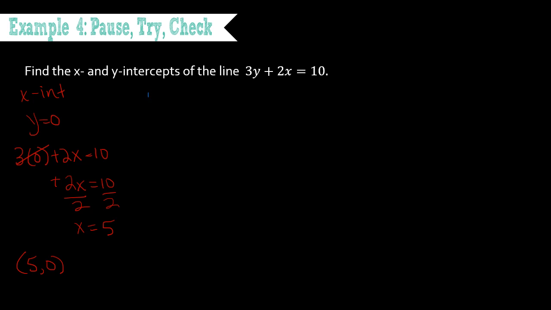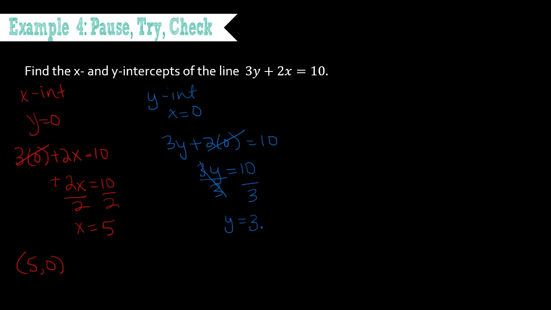Then we can do the same thing with our y-intercept, but this time we let x equal 0. So I'm going to do the same thing, but put in 0 for x. 2 times 0 is going to cancel because anything times 0 is 0. So 3y equals 10. We need to divide both sides by 3 because this was 3 times y, so to undo that multiplication. And y here, we can keep it as a fraction, or we could simplify it as a decimal. So this is going to be 3.33, repeating. So my y-intercept is going to be 0, 3.33.